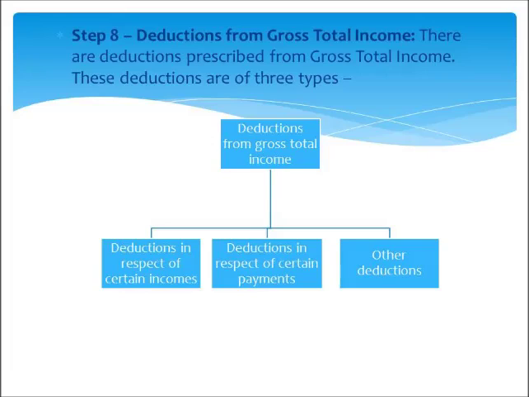And other deductions are the residuary deductions, some rare deductions given. For example, deduction in case of a person with disability, that is section 80U. So if a person is suffering from any disability, his income will be deducted. So all these types of deductions, that is deductions in respect of payments, in respect of incomes, and other deductions, these are deductions allowed from the gross total income.